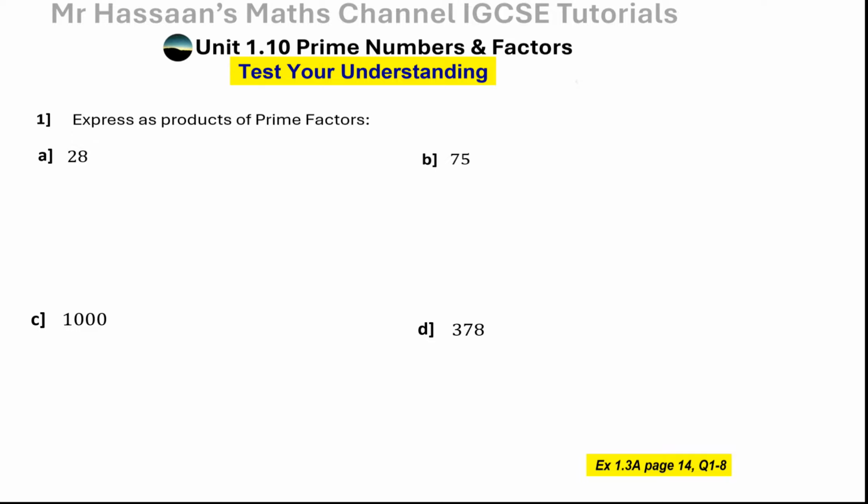So we want to first, in question 1, part A, express 28 as a product of prime factors. Okay, so what we can do here is use either the ladder technique or the factor tree. I personally prefer the factor tree technique. So you take the number and you split it into two factors. You can split it any way you want. For 28, for example, I know that 28 is the same as 4 times 7.